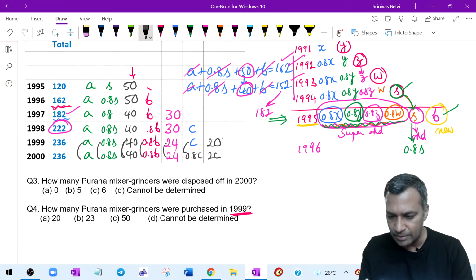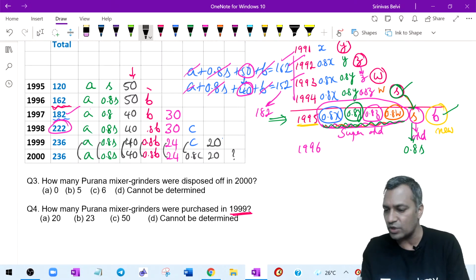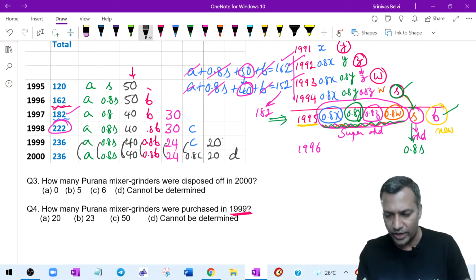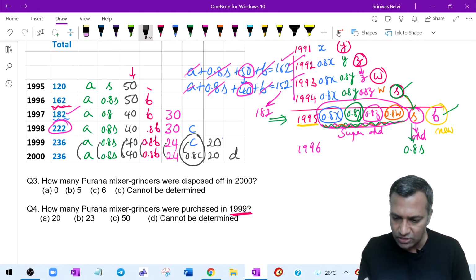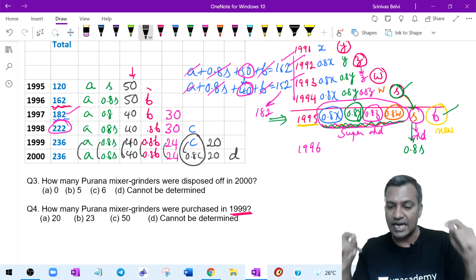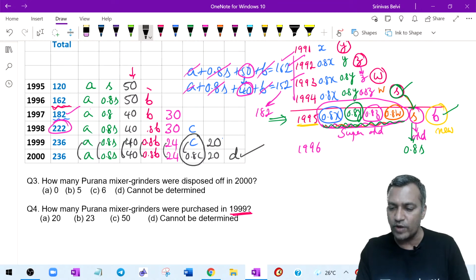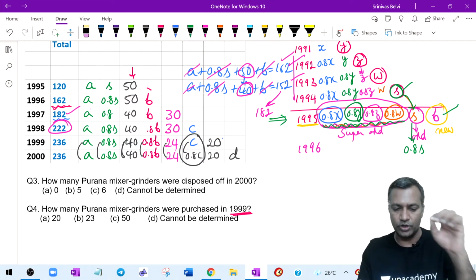See, this 20 remains 20. Therefore, what is this new one I should write? Absolutely no idea. Therefore, I will write it as D. Why? Because of this. C went on to become 0.8C. Since I didn't know what C is, I will not know what 0.8C is. Therefore, I will never be able to find out how many new were manufactured in the year 2000.